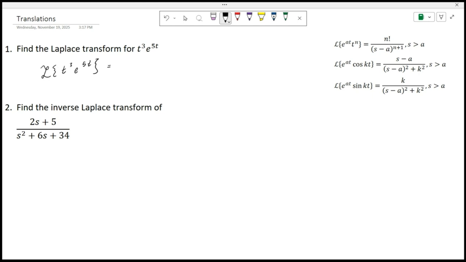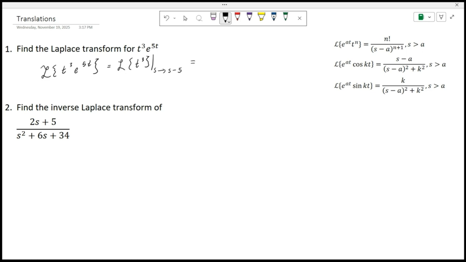Another way of thinking about this is a translation of t cubed, where s is being translated to s minus 5. And so that takes care of that e to the 5t. There's my translation. So now I can just use a standard t cubed Laplace transform formula, and then wherever there's an s, I replace it with s minus 5. And that's essentially what the formula on the right does as well.